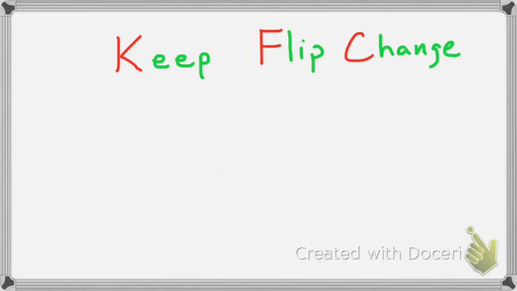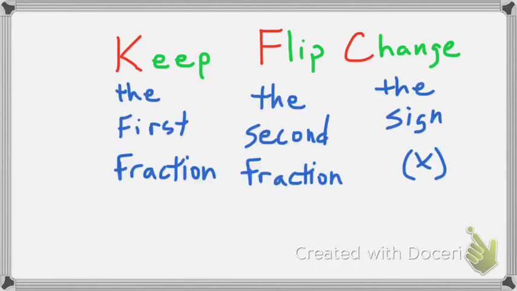And when we divide fractions, we use the KFC method. This helps kids remember, they think of Kentucky Fried Chicken, and that way they do it: keep, flip, change. Even though we're dividing fractions, we're not actually dividing because we're going to change it to make it a multiplication problem. So we keep the first fraction.